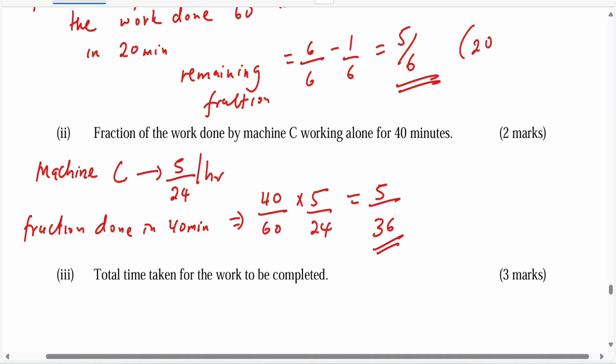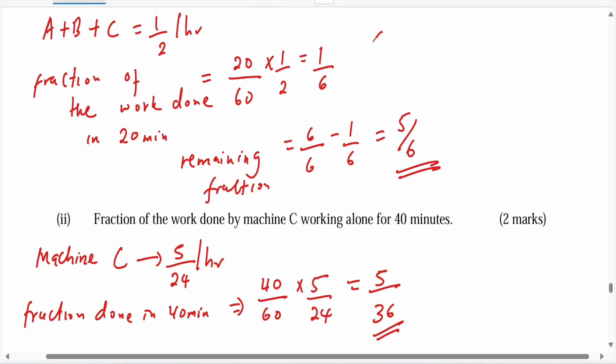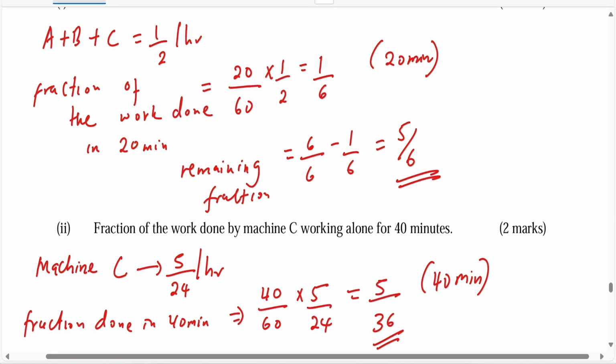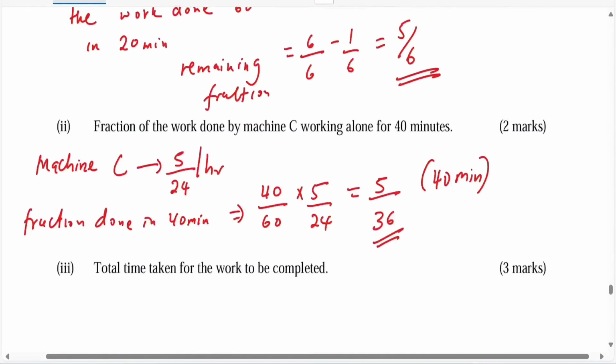So remember, ile fraction ya kwanza 1 over 6 ilikuwa in 20 minutes. Tuweke tu kando, na hii ilikuwa ni in 40 minutes. Kwa sababu in that 40 minutes B ilikuwa haina fuel, so ilikuwa haifanyi kazi, so machine C peke yake ndo alikava ile part. But now what you need to find out also is the fraction of B and C when they continue to work together after another 45 minutes.